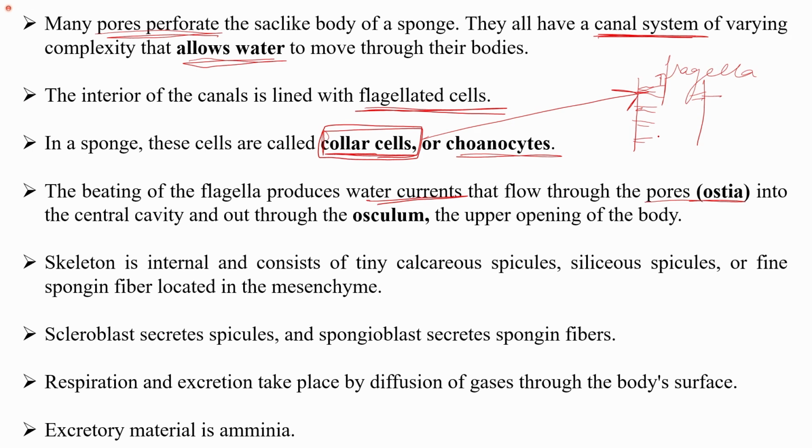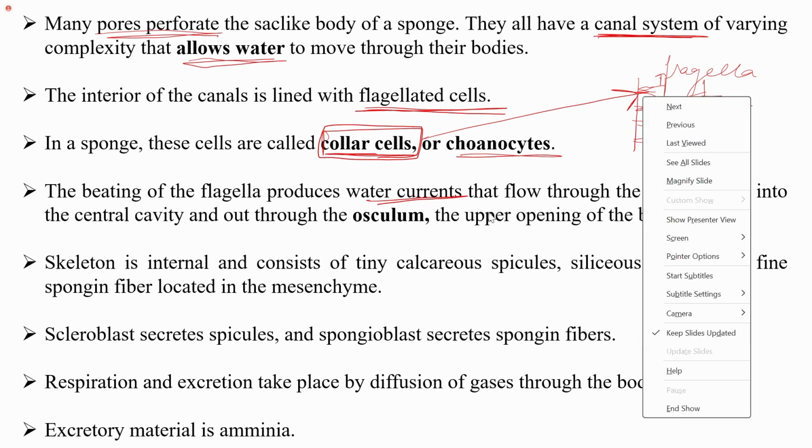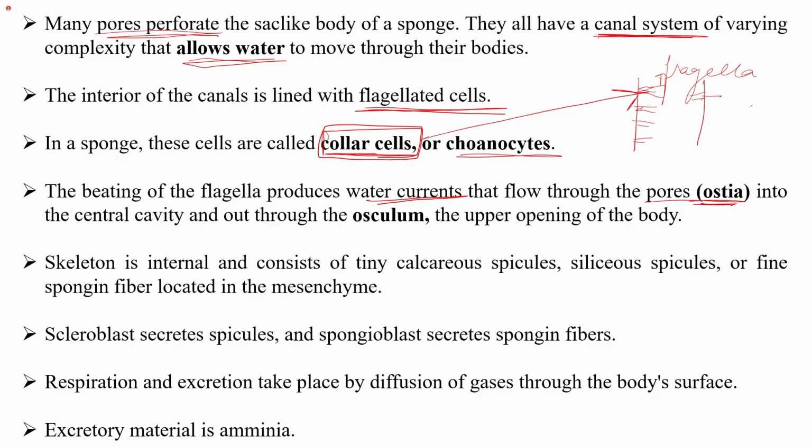The pores present on the body of the sponge are called ostia. These ostia are the openings that open into the central cavity, and then the water moves out through the osculum, which is the upper opening of the body.